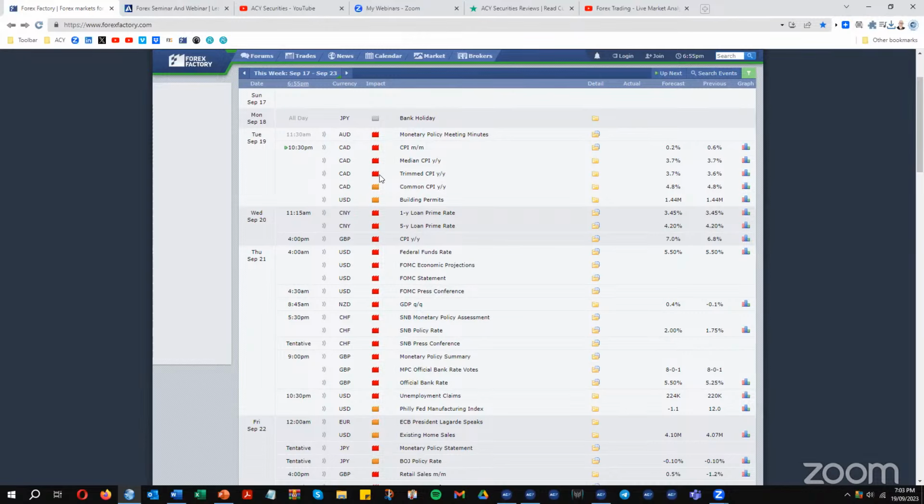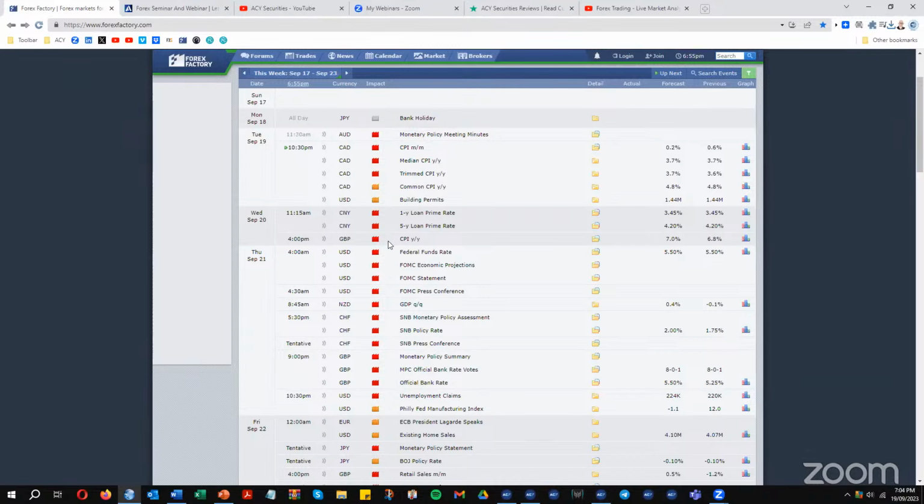So tonight, we've got the Canadian CPI data. That's inflation data. Expecting that to remain rather similar to the previous month, but if that comes in different, that will obviously affect pairs tied to the Canadian, so dollar CAD, for example, will go through tonight. Tomorrow, we've got the Chinese 1-year and 5-year loan prime rate coming out. That could obviously impact the likes of the Aussie and the New Zealand.